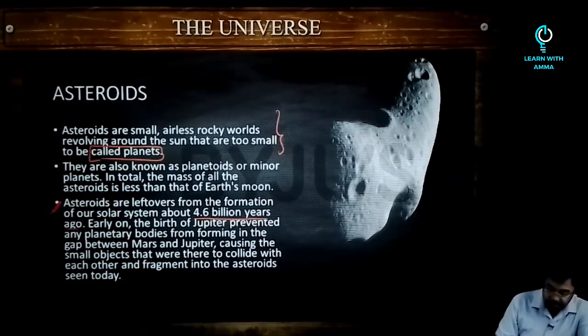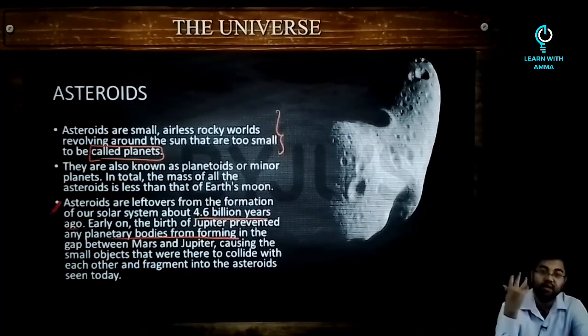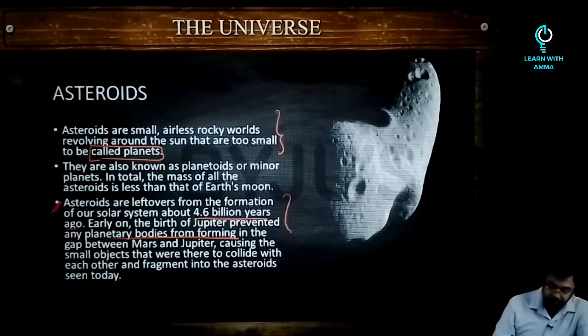Early on, the birth of Jupiter prevented any planetary body from forming in the gap between Mars and Jupiter, causing small objects that were there to collide with each other and fragment into asteroids that are seen today. So this is how the formation of asteroids is supposed to have happened.